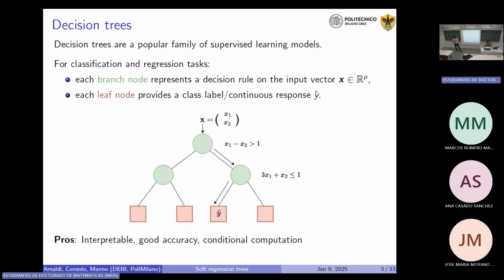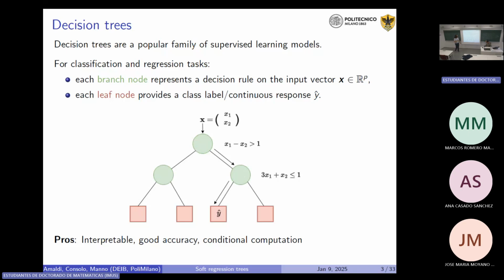That is basically an oriented graph. The green nodes represent branching nodes, which are the decision rules. They are based on a combination of the features of the input vector. According to the decision rule, each input vector follows a path. In the deterministic case, a single path from the root to the bottom, to the red nodes that represent the leaves. In each leaf, we have a class label or a continuous response according to the task.